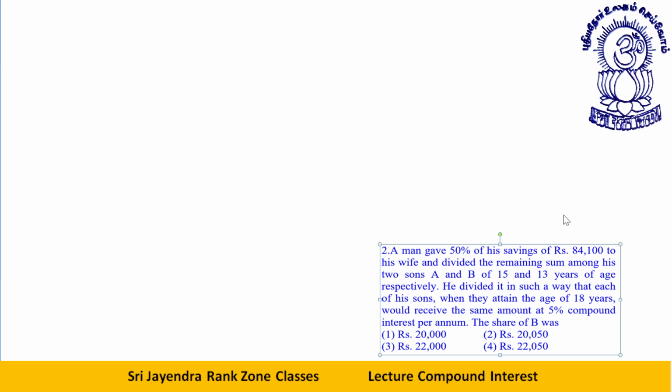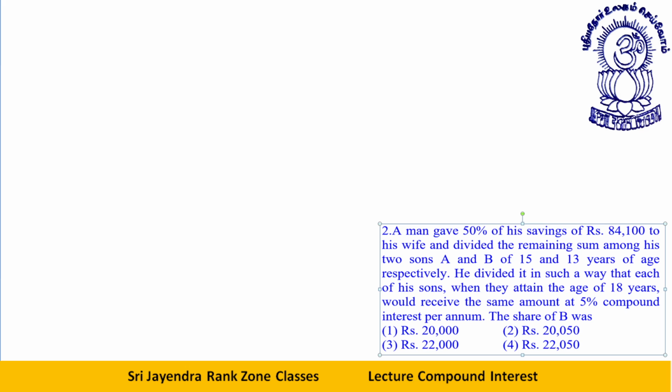There's one more shortcut for doing this kind of question also. Let's take this question first. Let me increase the size a bit. Now the question we have is, a man gave 50% of his saving of 84100 to his wife. Total saving 84100. Half of this is being given to the wife. Half of this is how much? 42050 to the wife.